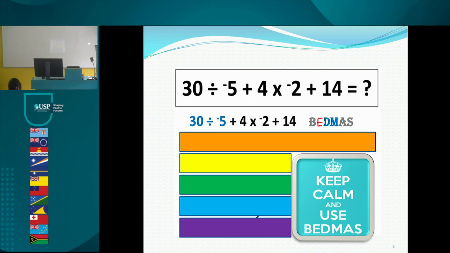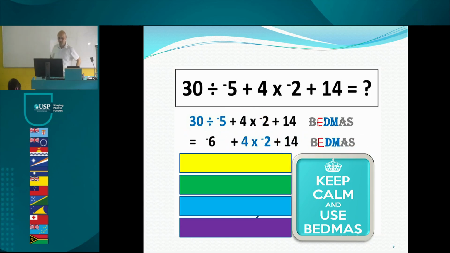What will be the next operation? So is it a plus, is it times, is it addition? What will I do after that? I will need to do multiplication. Yes or no? Okay, so that's the result. 30 divided by negative 5. And my next operation, like you agreed with me, is going to be, guys, multiplication. So when I multiply 4 with negative 2, it's going to give me minus 8.